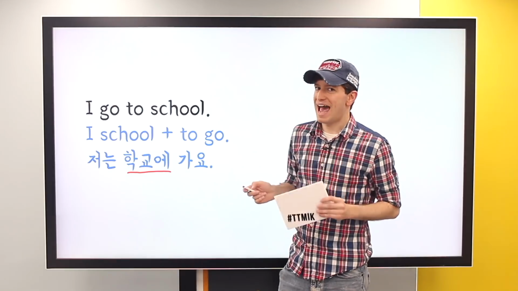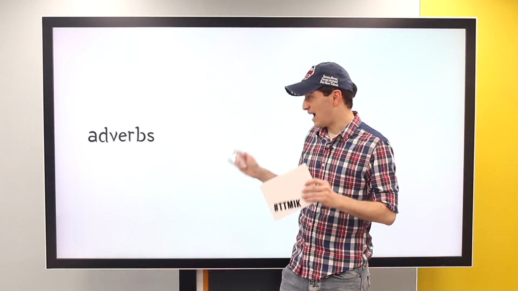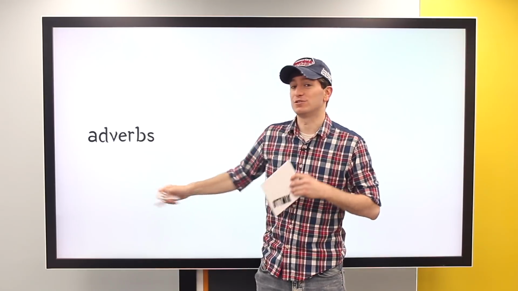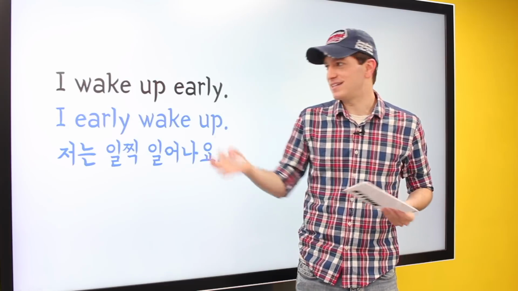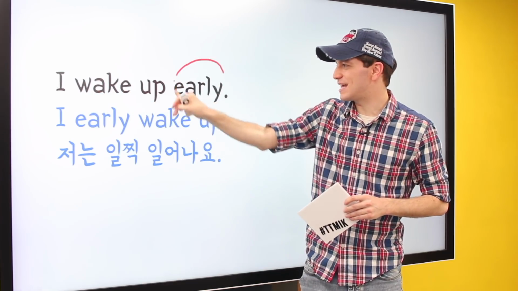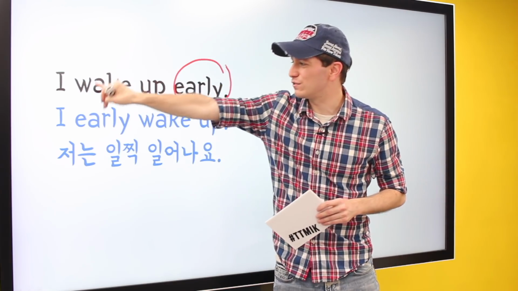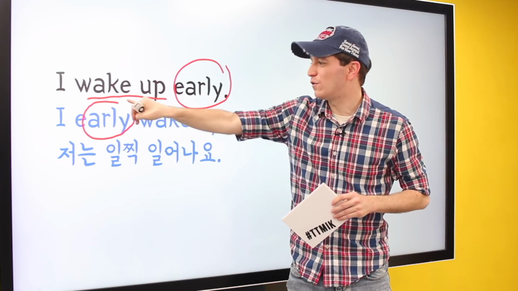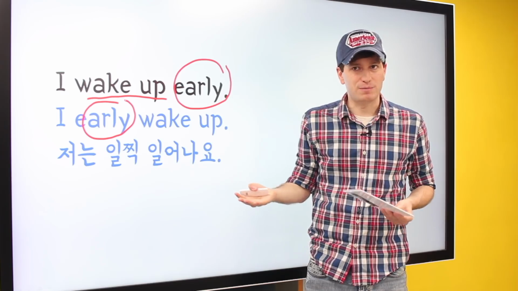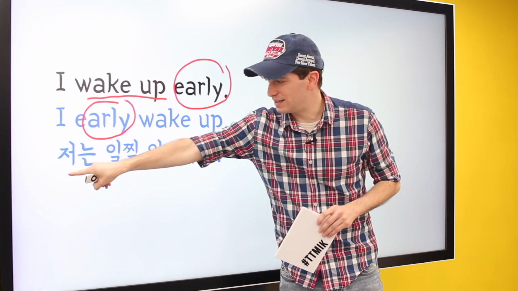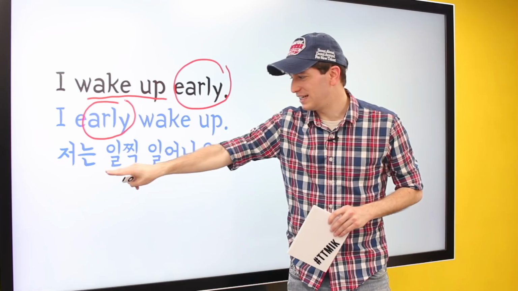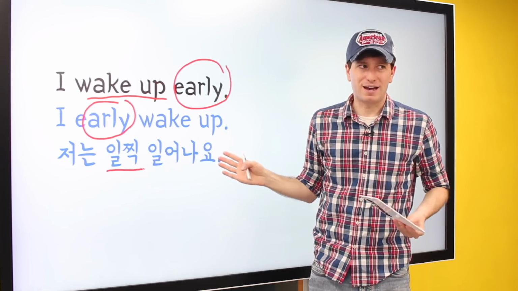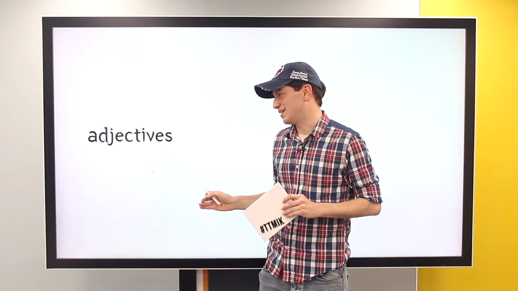Next, let's talk about adverbs and adjectives. For adverbs, in Korean, they always come before the verb that they're describing. So, in the English sentence, I wake up early, notice how early is actually coming after the verb wake up. But in Korean, early will come before whatever verb it's describing because it's an adverb. So in Korean, the sentence we would get is 저는 일찍 일어나요. I early wake up.